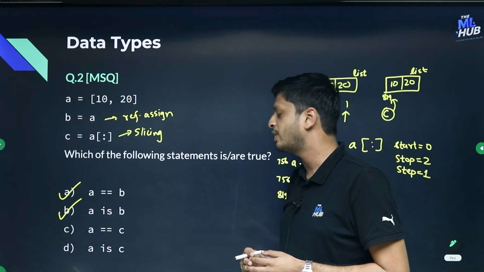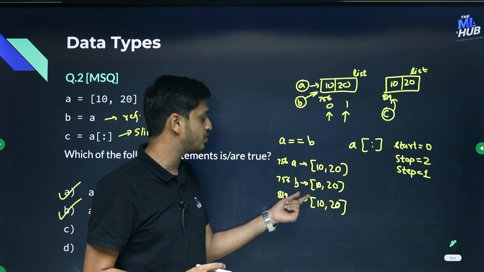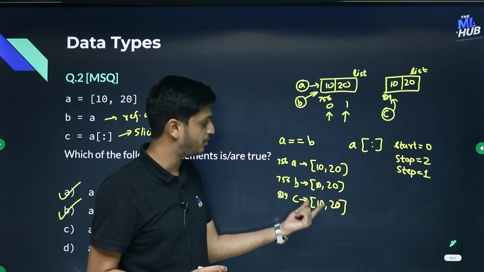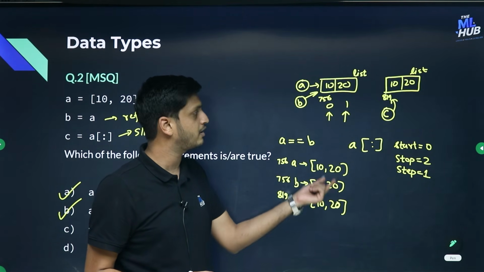Then we have A equal to C. So the values of A and C are also equal. The value of A is the list containing 10, 20 and the value of C is also the list containing 10, 20.